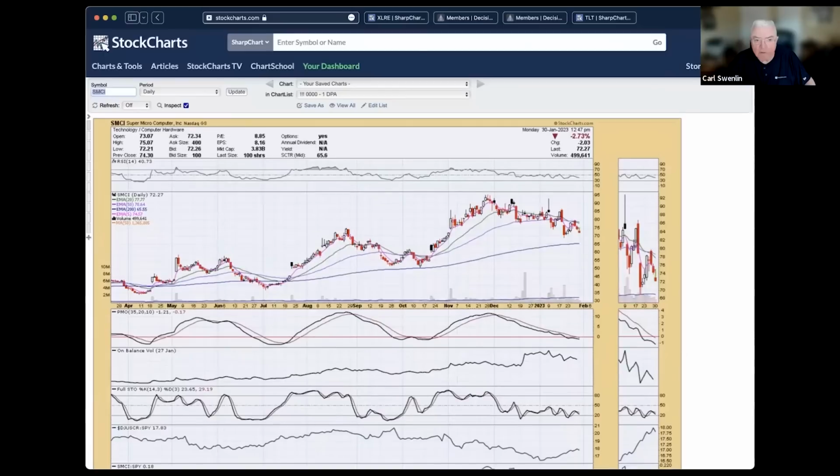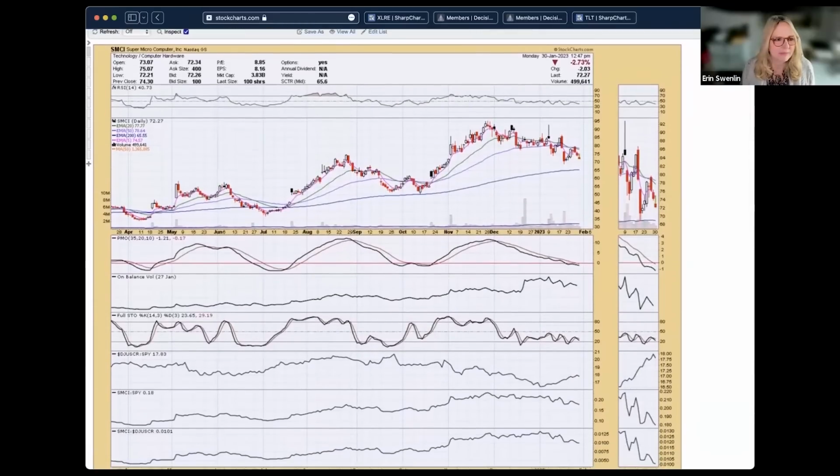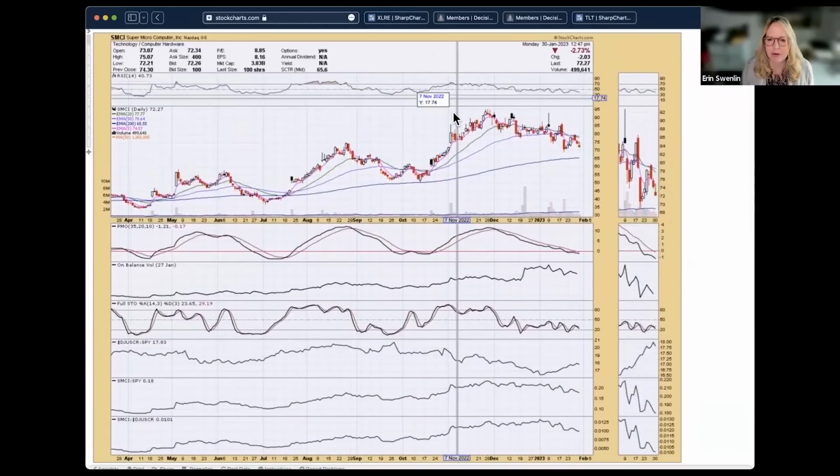SMCI. All righty. Technology, Supermicro, big rounded top. So right off the bat, I'm seeing price as being weak on this one. RSI is confirming that it's negative. PMO is confirming that it's actually topped beneath the signal line for the third time. Maybe third time's a charm here, and we're going to see it move even lower.